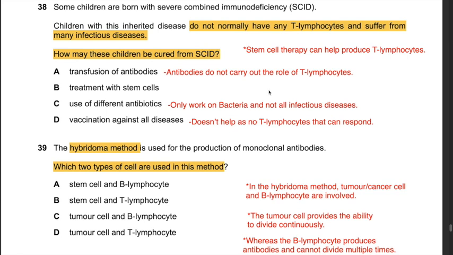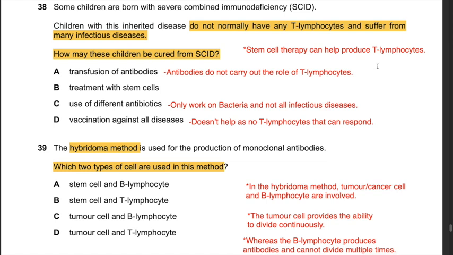Question 38. Some children are born with severe combined immunodeficiency. Children with this inherited disease do not normally have any T lymphocytes and suffer from many infectious diseases. How may these children be cured from SCID? A. Transfusion of antibodies. Antibodies do not carry out the role of T lymphocytes but only the role of B lymphocytes. Therefore, A is incorrect as these children do not have T lymphocytes.